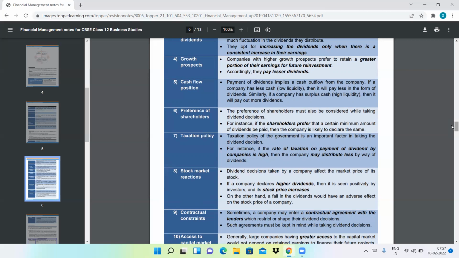Growth prospects is another factor. If there are some future projects available for the company, then the company will, instead of distributing the dividend, prefer to retain that money in the business, as a result of which it can use its own funds for the investment or for financing of the business, rather than depending upon outsider sources, which can be unreliable at any point of time.